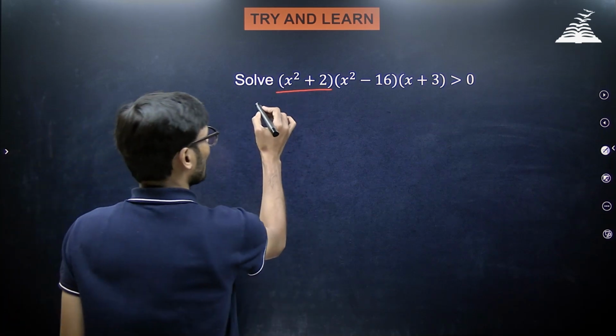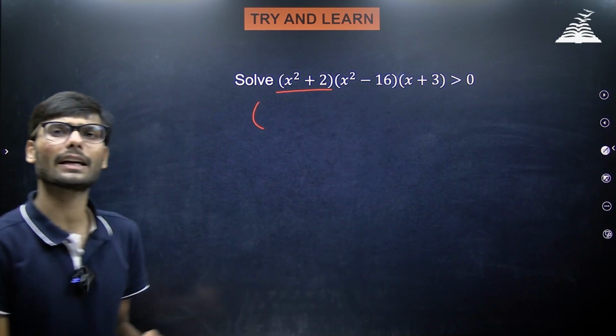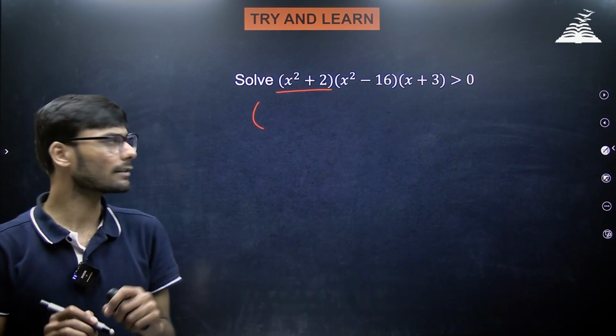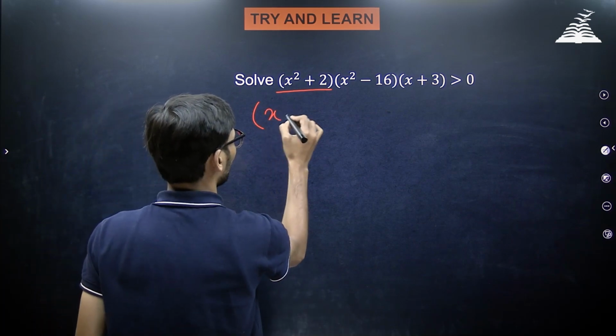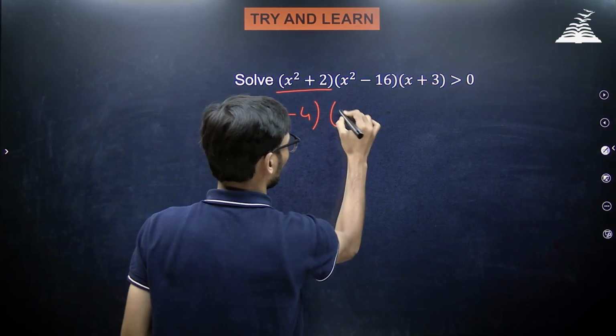Now, what are we dealing with? x square minus 16. We can write it as x minus 4 into x plus 4. So let's write it as x minus 4 into x plus 4.